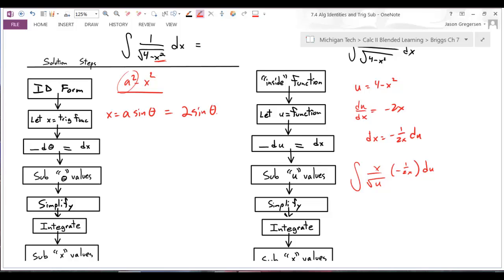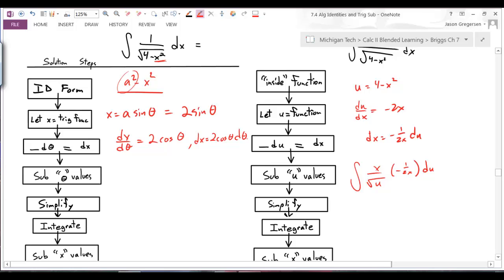Now we're going to do the same thing. We're going to take the derivative and solve for dx, just like we did before. What is the derivative of x with respect to theta? x equals 2 sine theta. What's the derivative of x with respect to theta? 2 cosine of theta. And if I wanted to solve that for dx, I get 2 cosine of theta d theta.